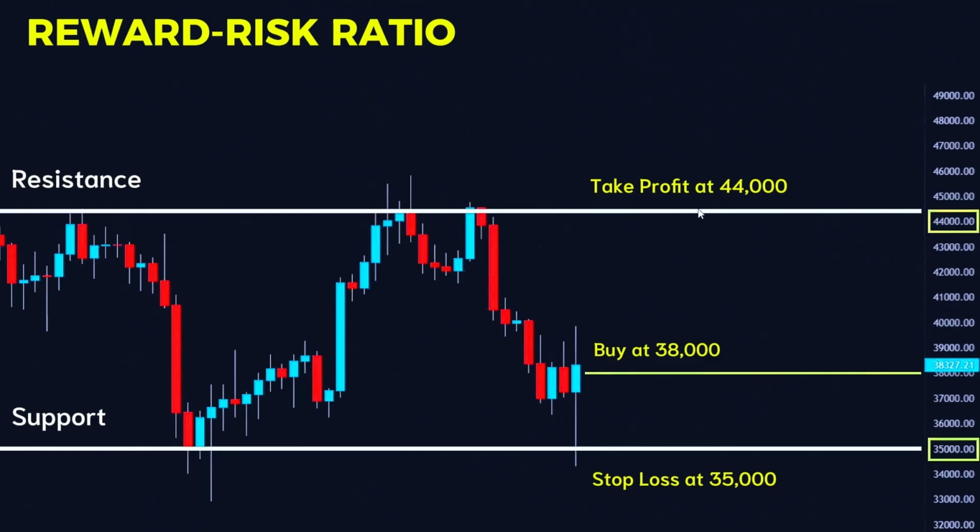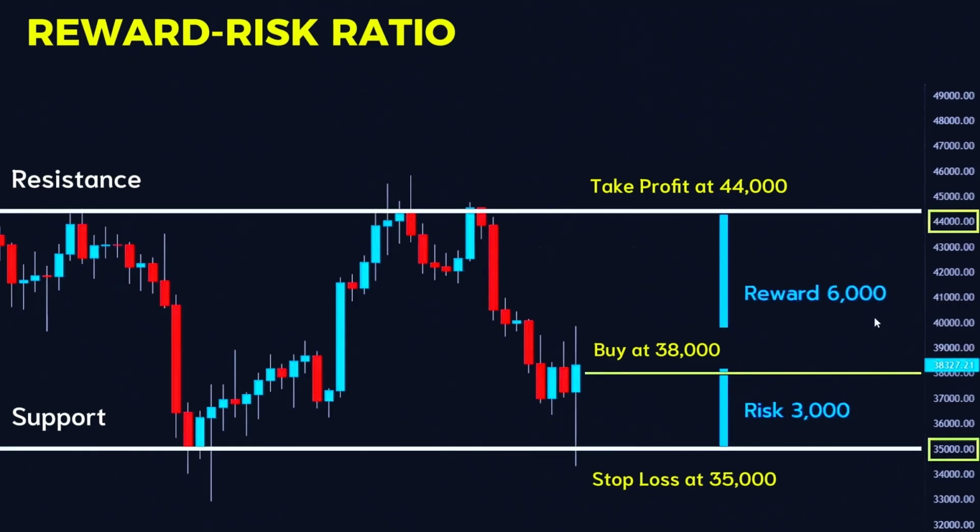However, something is even more important than having a 2-to-1 reward risk ratio. Will the price actually reach our take profit? That's something we haven't talked about yet. Right now, the price is around 38,000. There's no guarantee that it will actually reach 44,000. So even though the reward risk ratio looks good, we still don't know whether the market will reach our target. Let's look at another example.